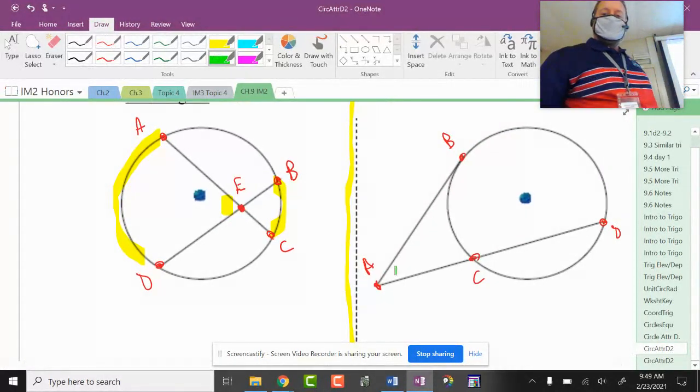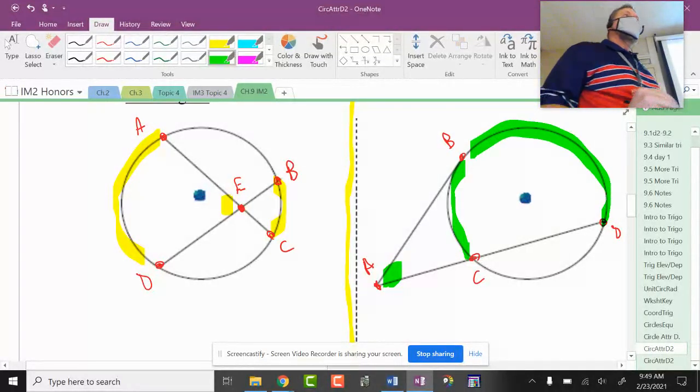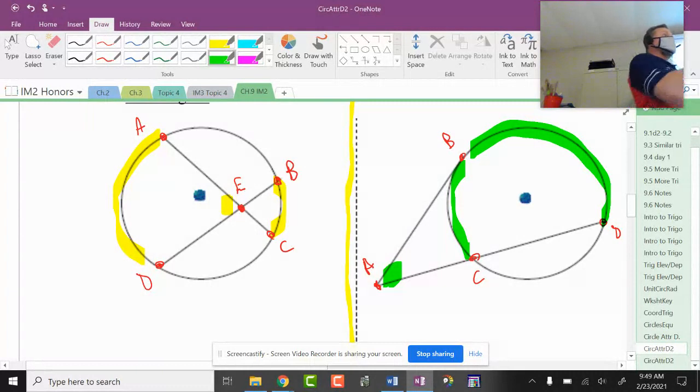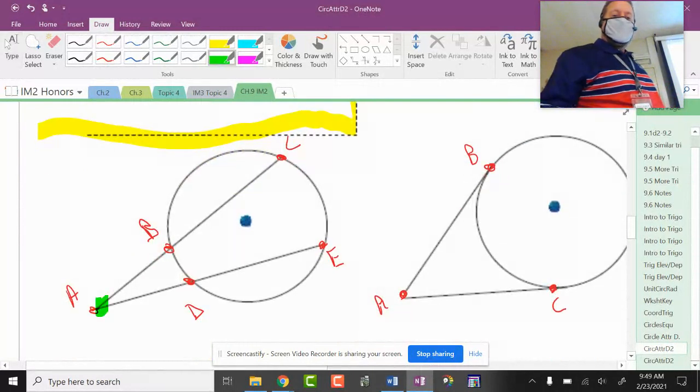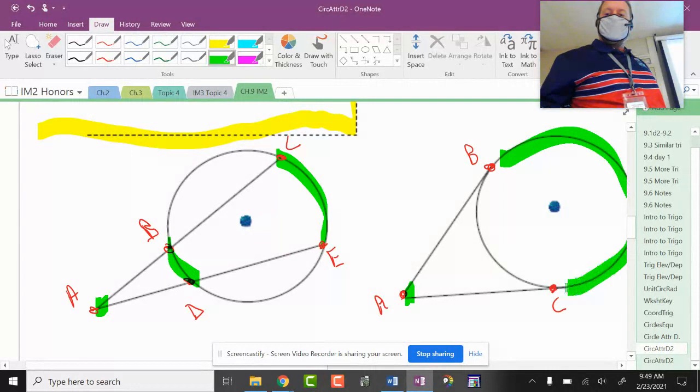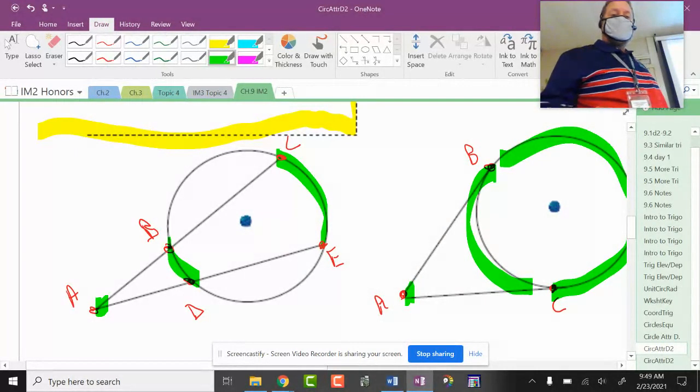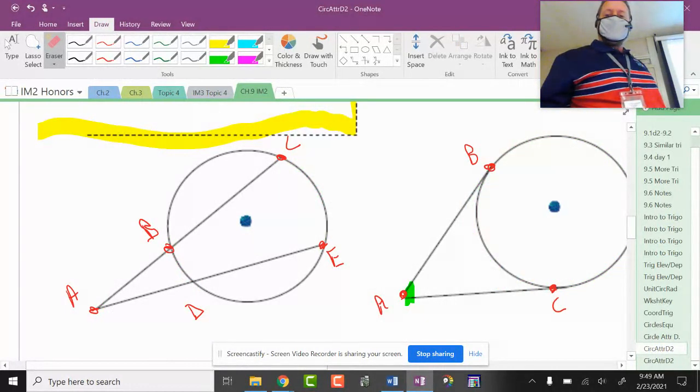Whereas, let's color this green. What do we do with these two arcs? What do we do with those two arcs? Subtract. So it's half of big minus small. And then that's the same for all of these. Half of big minus small. Half of big minus small. That does encompass a whole. That's old school. You already had that as notes.